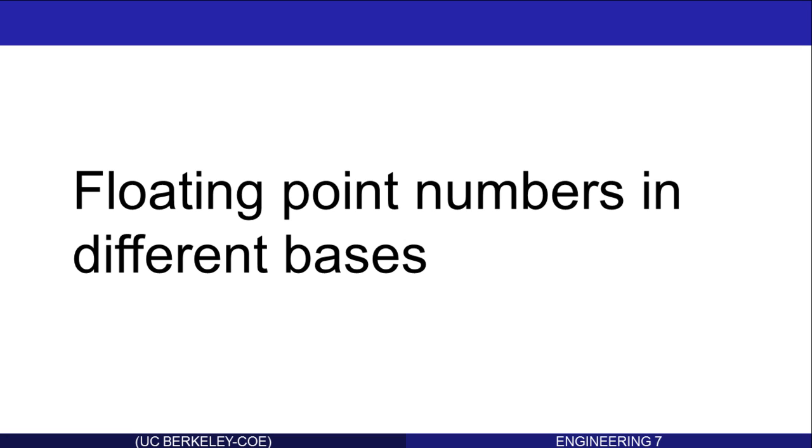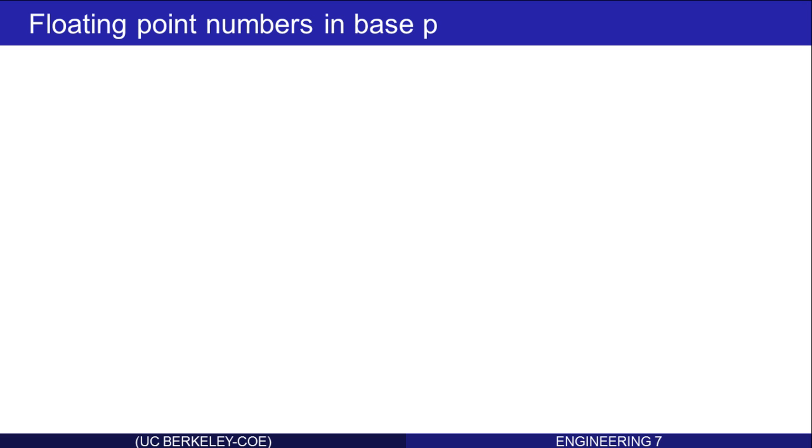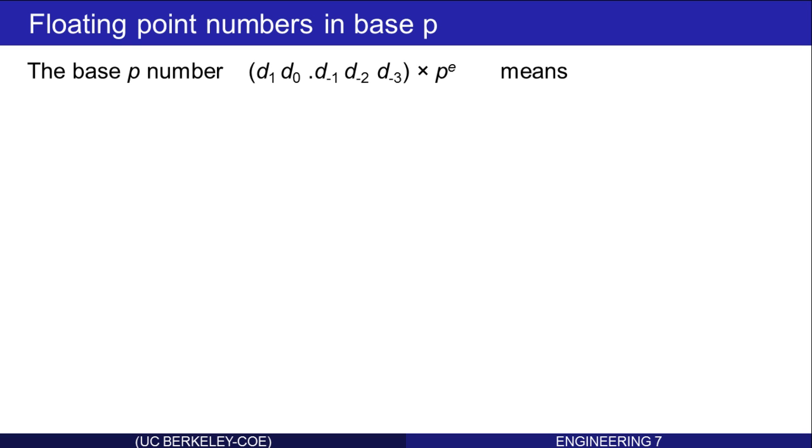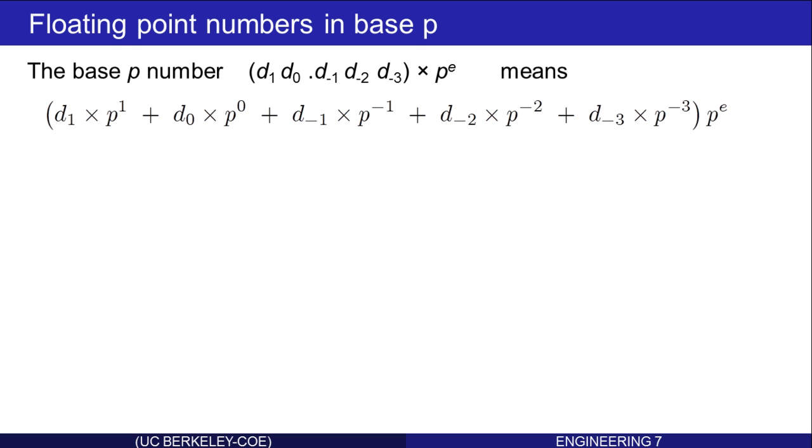Lastly, let's introduce the idea of floating point numbers in different bases. We've already seen floating points in our original 3-digit example. Floating point numbers in base P might look like this. There's digits, a decimal point, more digits after the decimal point, and finally a multiplication by the base raised to the exponent's power. This is what this means.